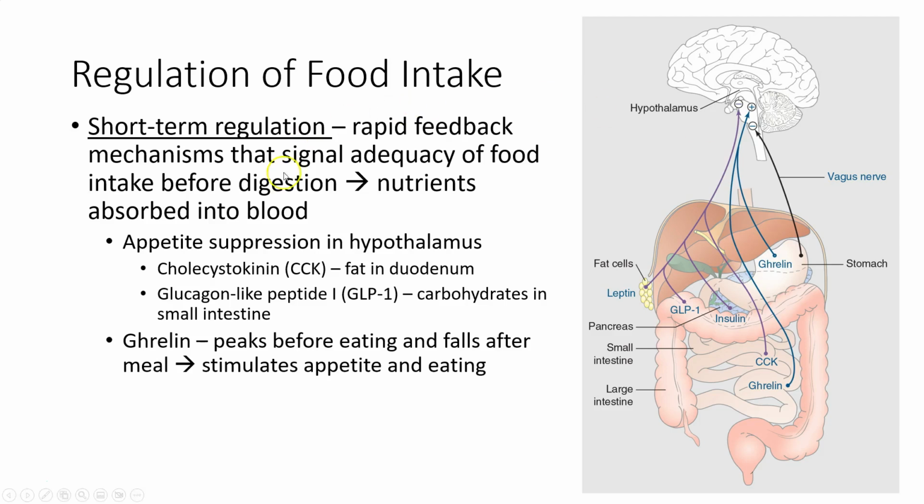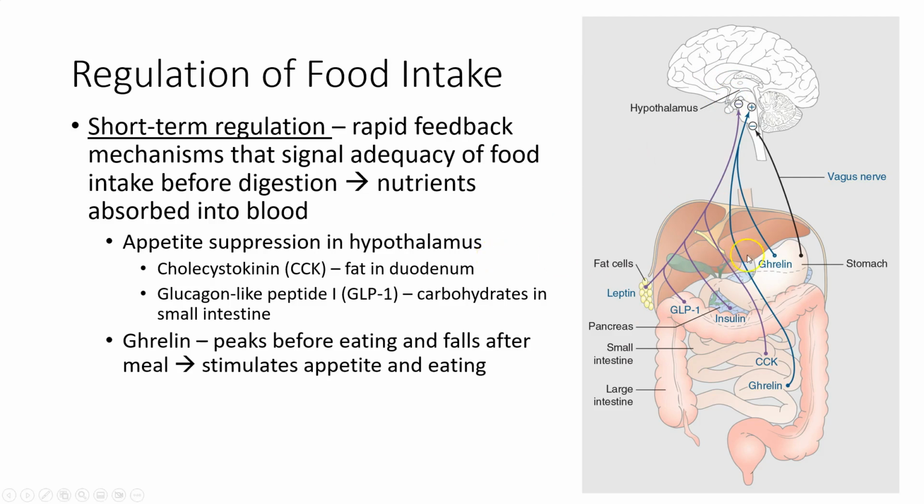The hormones involved in this process are cholecystokinin, or CCK. This responds to the entrance of fat in the duodenum. And we have another hormone called GLP-1, which is glucagon-like peptide 1. And when carbohydrates enter the small intestine, that will signal the release of these hormones. You can see where these hormones will feed back into the hypothalamus, letting the hypothalamus know that we have had adequate food.